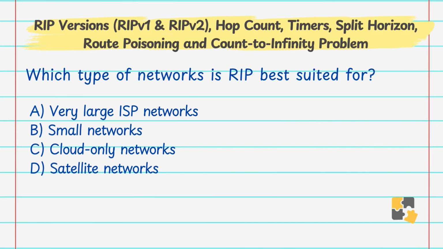Which type of network is RIP best suited for? A. Very large ISP network, B. Small networks, C. Cloud only network, D. Satellite network. Answer is B. Small network. RIP's 15 hop limitation makes it suitable only for small to medium sized networks.